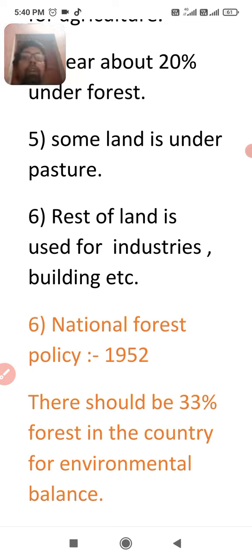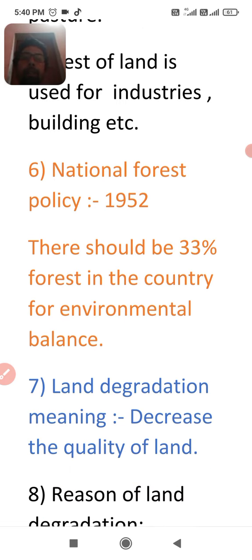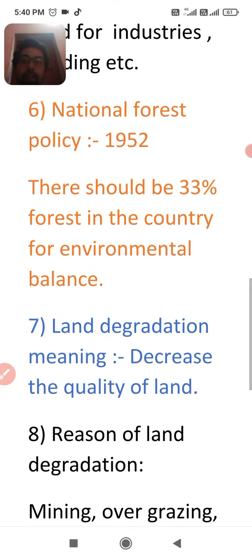You know the reasons behind this. The reason is that we are cutting the forest for industrial purposes, for development purposes, for agriculture purposes, because the population in India is growing too much. The next important point of the lesson: land degradation meaning.